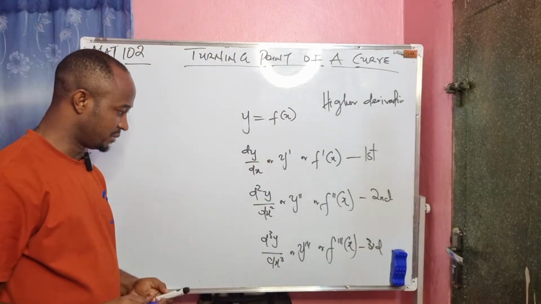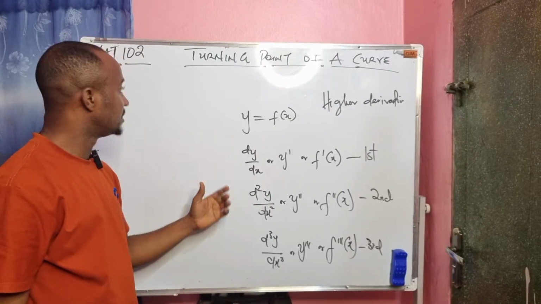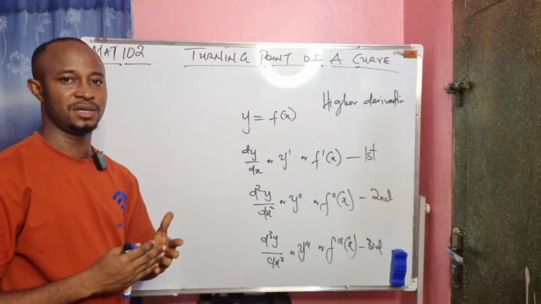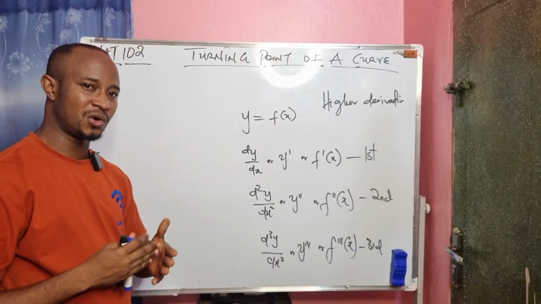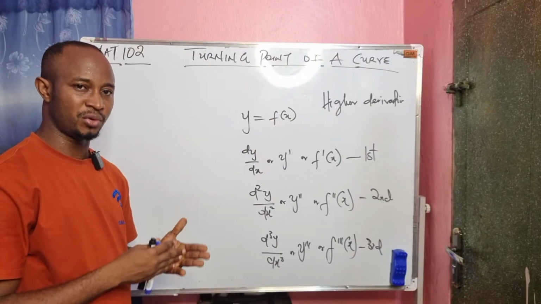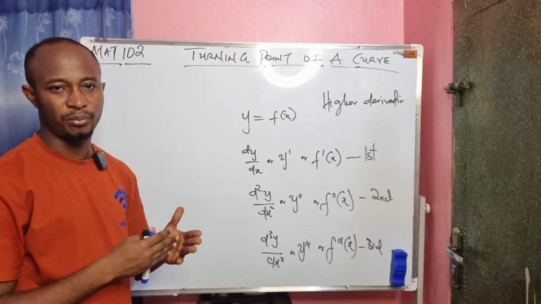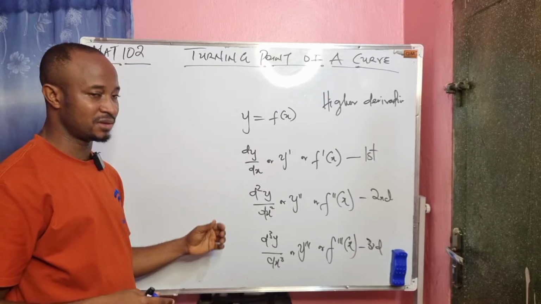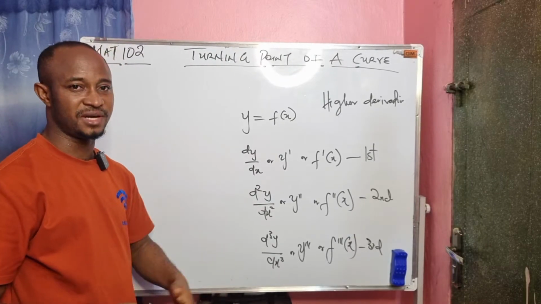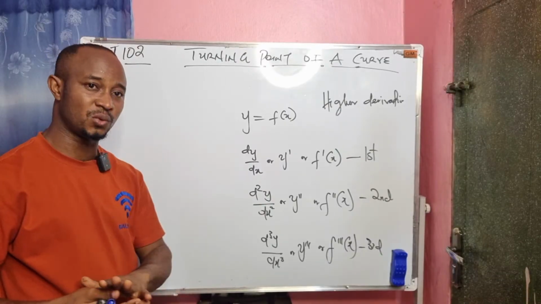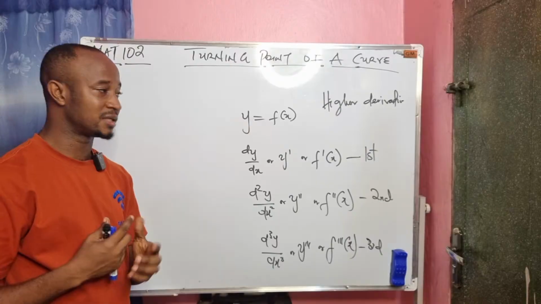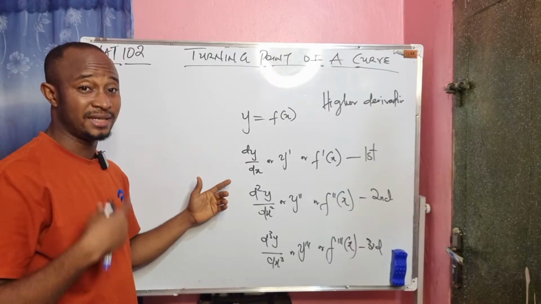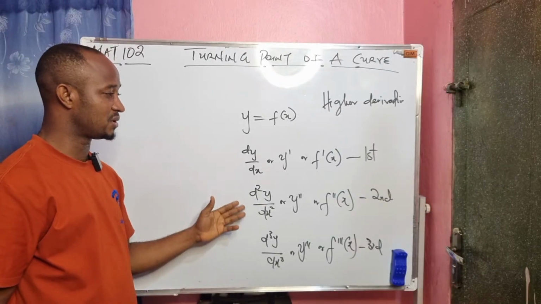Why is this necessary? Because I'll be using this to explain the turning point of a curve. At what point can we say a curve turns? At what point can we say a curve has a minimum turning point, a maximum turning point, or a point of inflection? I'll be using the first, second, and sometimes the third derivative to verify the point of inflection. Let me take it one after the other. I want us to take note that differentiation can be of higher derivatives. We can have the first, second, and third.